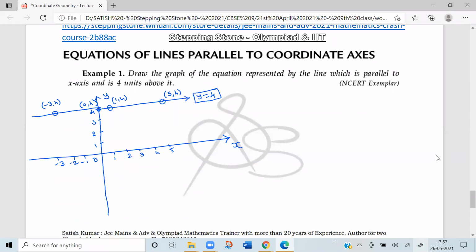Now, if you want to write this in the general form of the line, you should write 0 into x plus 1 into y equal to 4. So whatever may be the x value, because the coefficient is 0, this value will always be 0 and y is always 4.